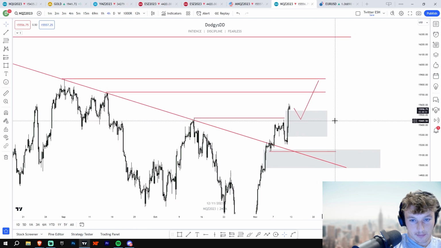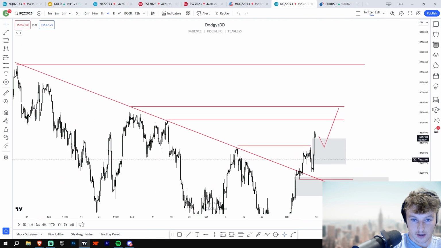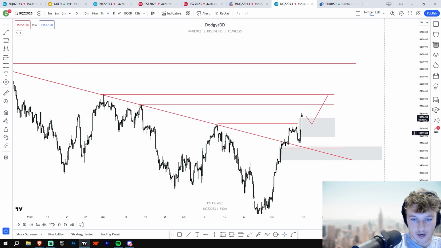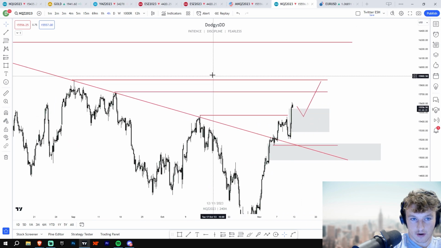Again, my backup plan is if we violate that 12-hour fair value gap, I know we're going to go down here. But as of right now, still looking for longs in here. I'm creating that condition. The 12-hour fair value gap is my condition.